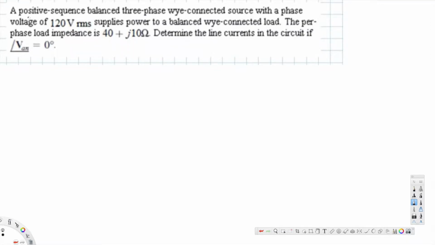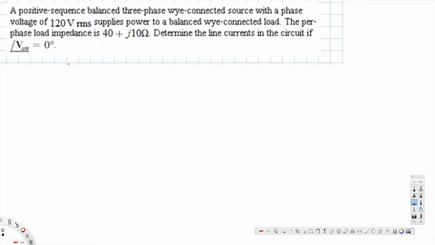Here this question is asking: a positive sequence balanced three-phase Y connected source with a phase voltage of 120 VRMS supplies power to a balanced Y connected load. The per phase load impedance is 40 plus j10 ohm. Determine the line currents in the circuit if V_an is equal to the angle 0 degree.